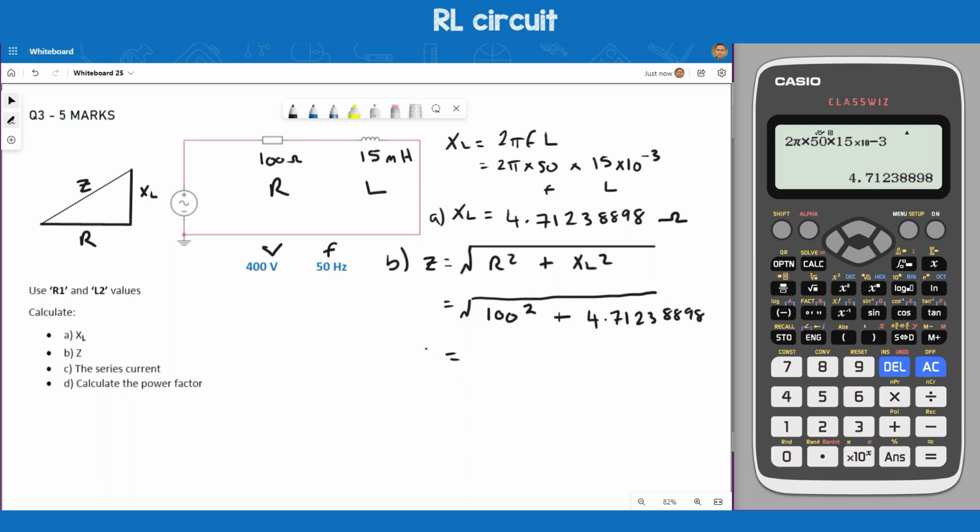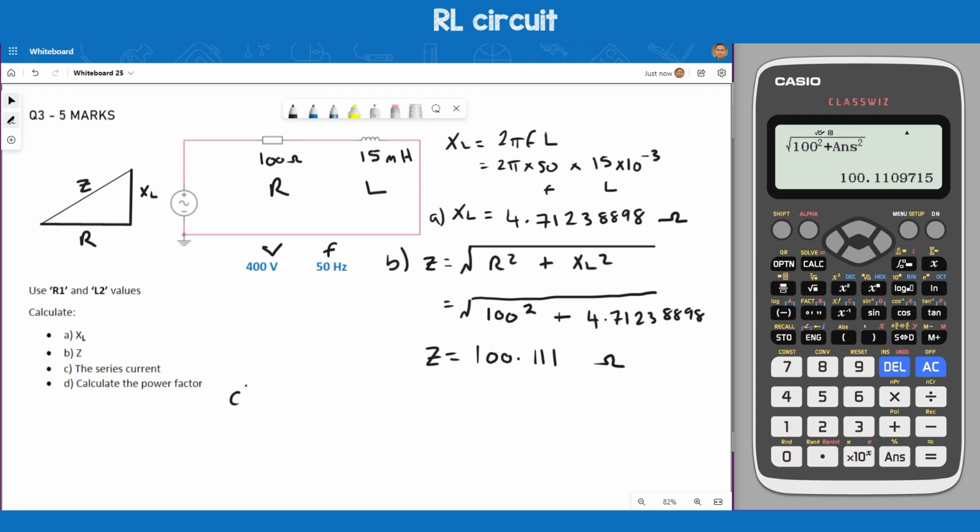On my calculator for Z, because we already have XL as the last answer, I can do the square root of 100 ohms squared added to my last answer squared. The 4 ohms won't make much difference to the impedance because it's a lot smaller than 100, so it'll be around 100 anyway. There we go, so the impedance is 100.111 ohms to 3 decimal places.